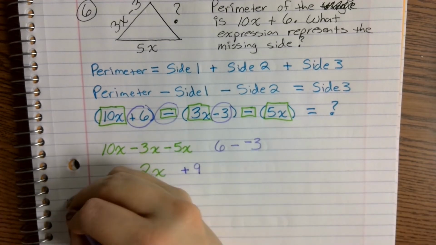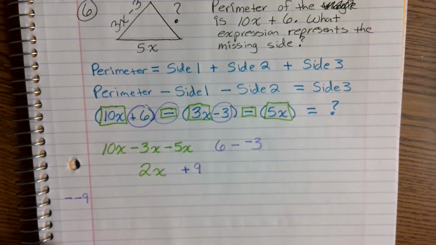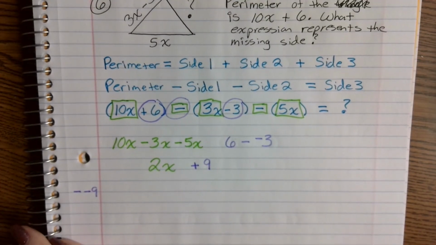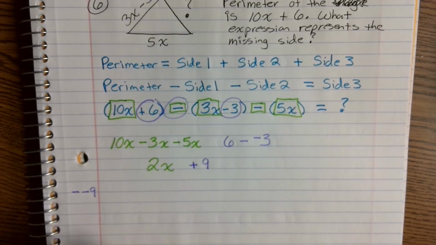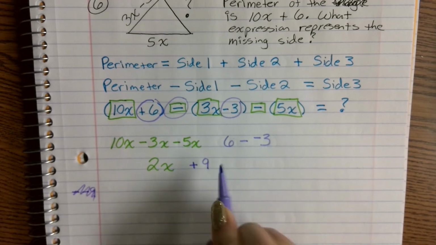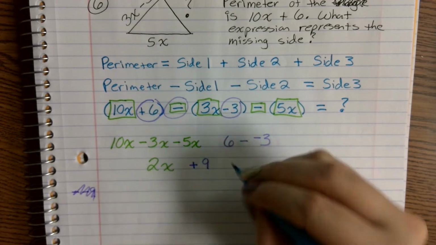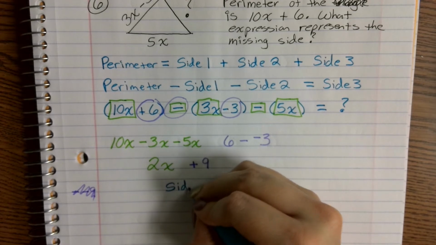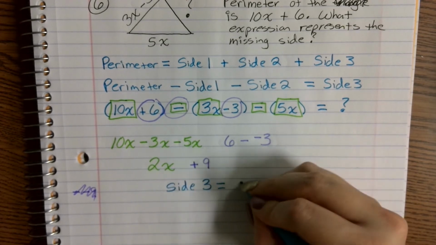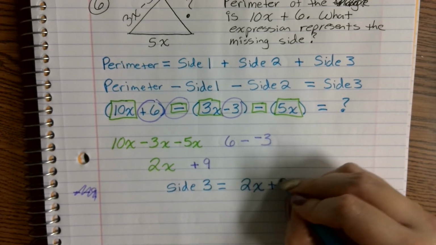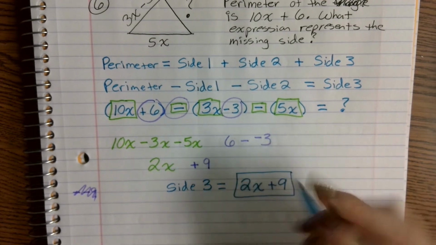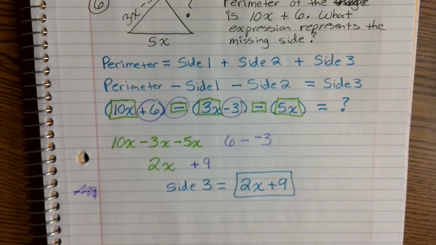It's no different if it's written like this. Still the same. Still negative minus negative 9, okay? So it should be a plus 9. So that means that's our final answer. Our side 3 is going to be equal to 2x plus 9, and you are done. That's side 3.